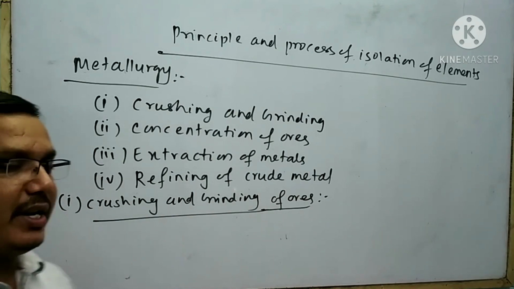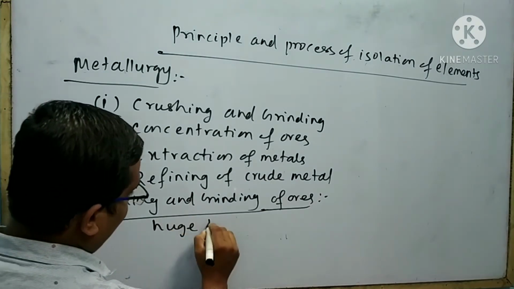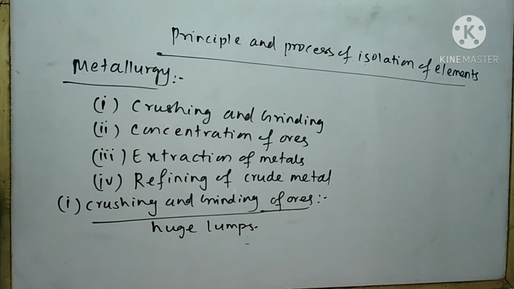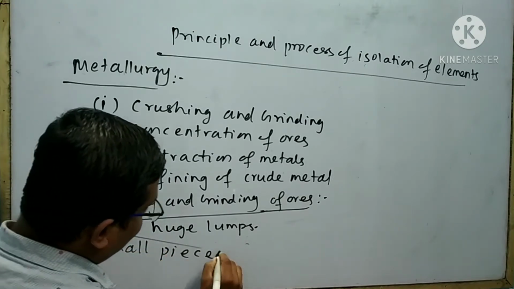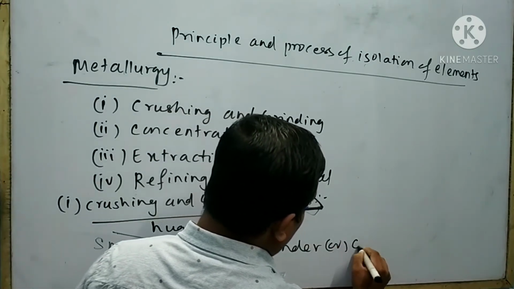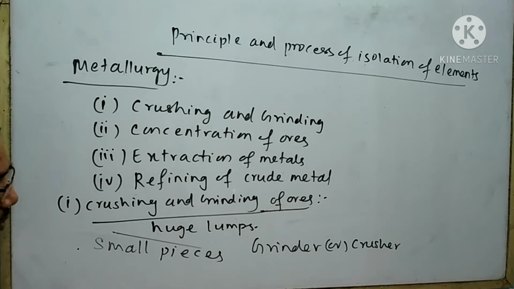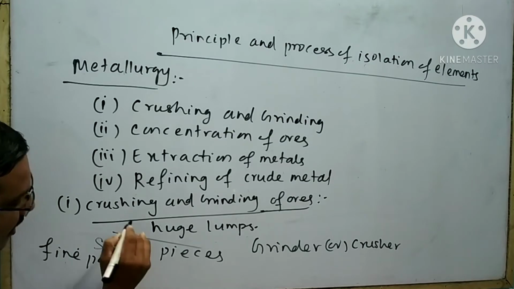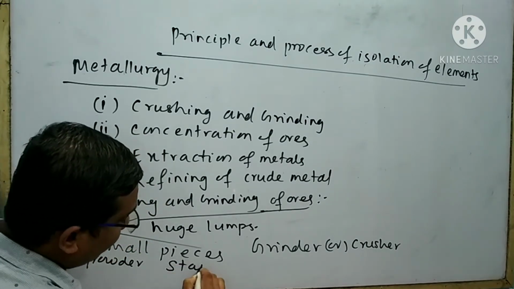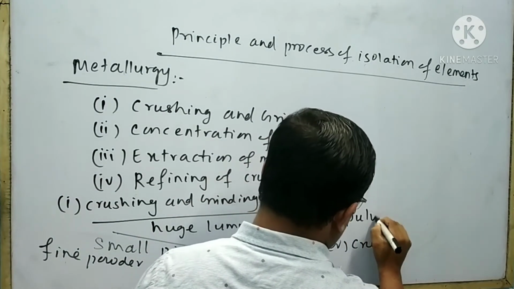Generally, the ores are present in nature as huge lumps. They are broken into small pieces by the help of a grinder or crusher. Now the small pieces are converted into fine powder by the help of a stamp mill. This process is called pulverization.